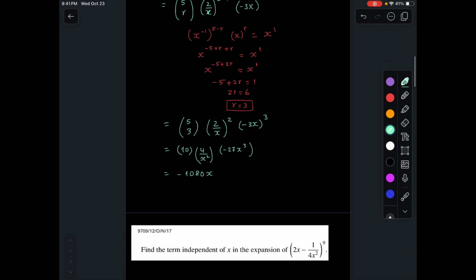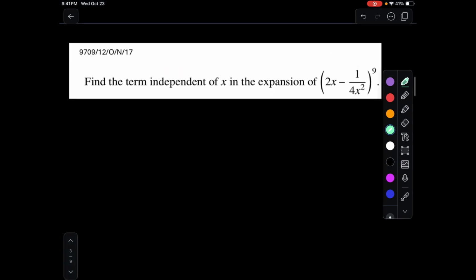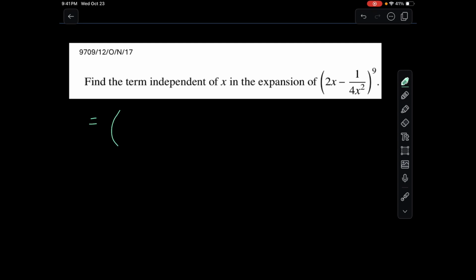Now let's go ahead and do a similar question. I would like you to pause and try out the steps. So in this question we have to find a term which is independent of x. That means there is no term which has an x, it's a constant term. Again, we rewrite the formula for the general term. n, in this case, we can see it's 9, a is 2x and b is minus 1 over 4x square.